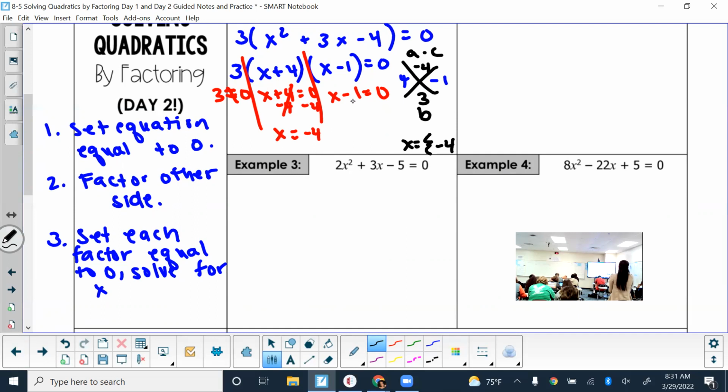The other one we still need to solve for. How do I get rid of a -1? Add 1, do that on each side. And then I get x equals what? To be a +1, but yes.